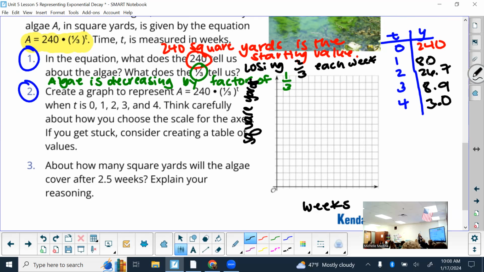Look at what our Y's go to. It goes from 240 to 3. So however you want to label these is up to you, but it needs to have 240 and go down to the 3. Okay, so figure that out. I'm going to freeze my screen and you will attempt making the graph yourself and plotting those points. So go ahead and do that. I'll give you about 2 minutes. If you finish that early, try number 3. How many square yards will the algae cover after 2.5 weeks?